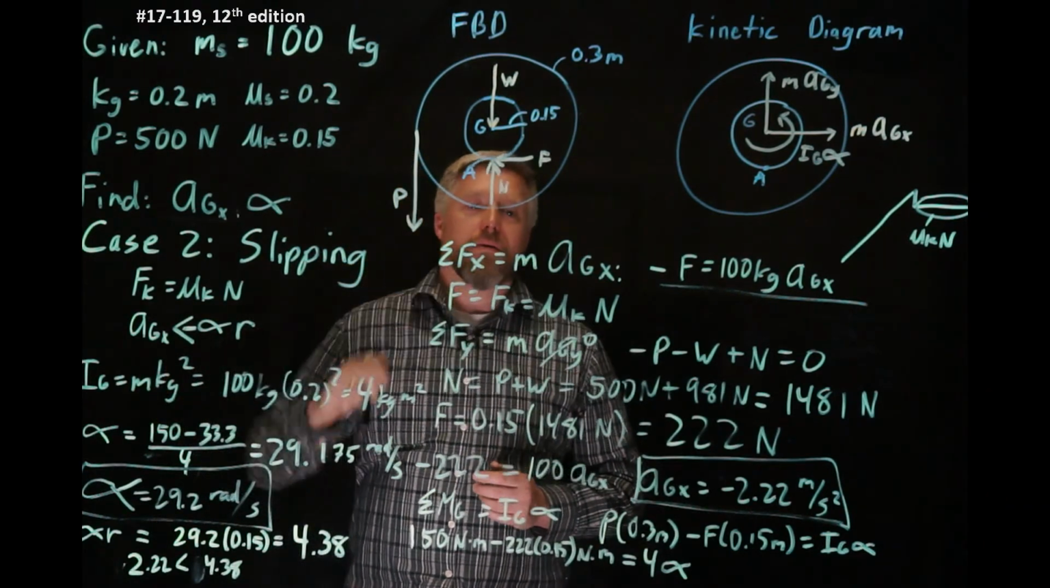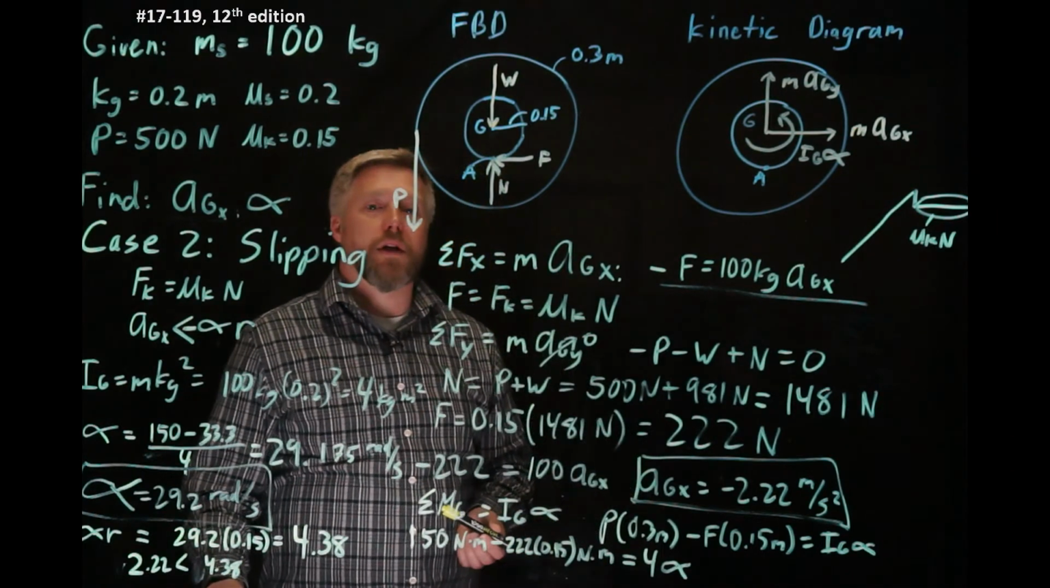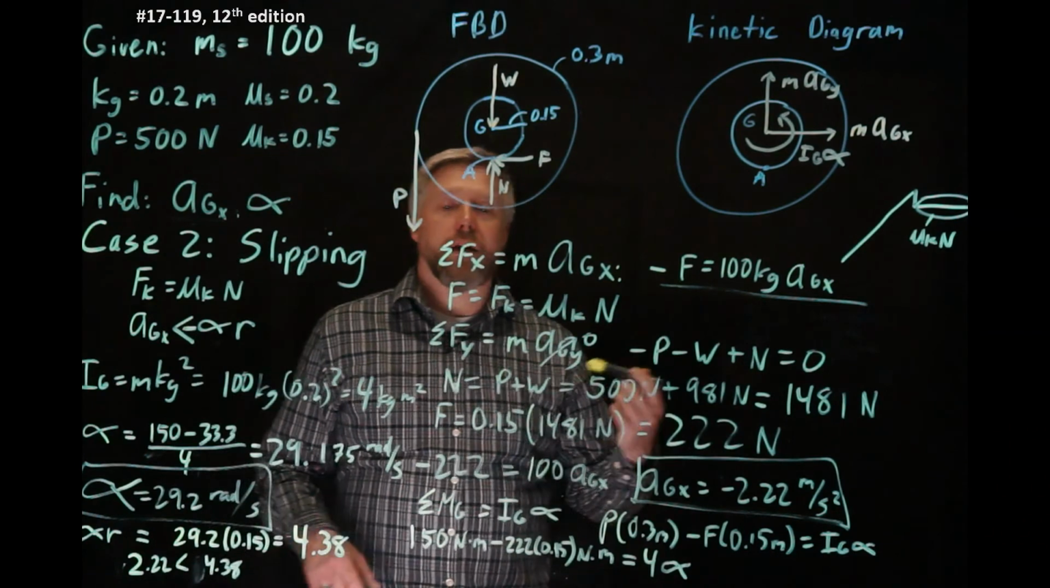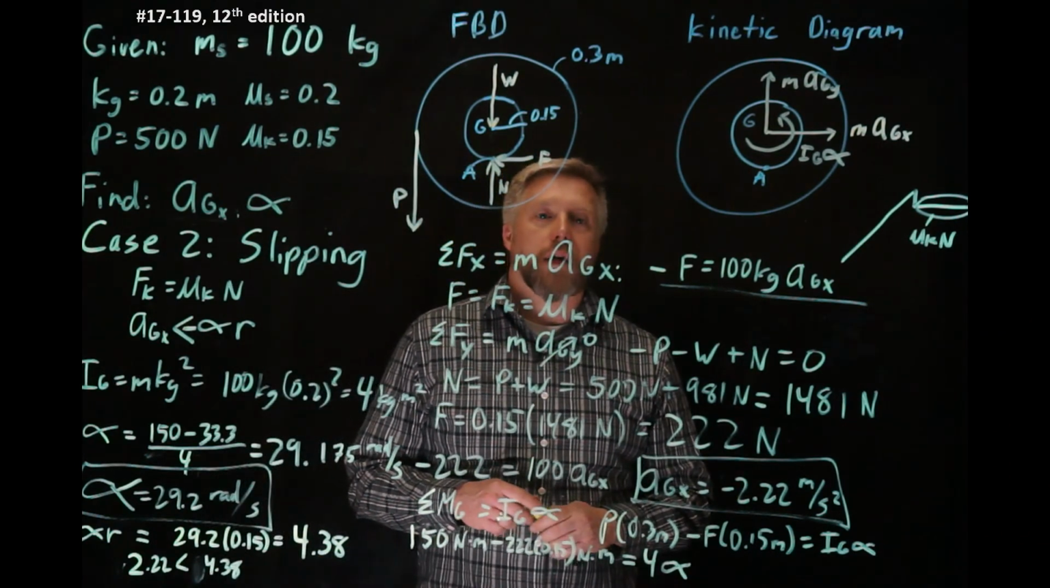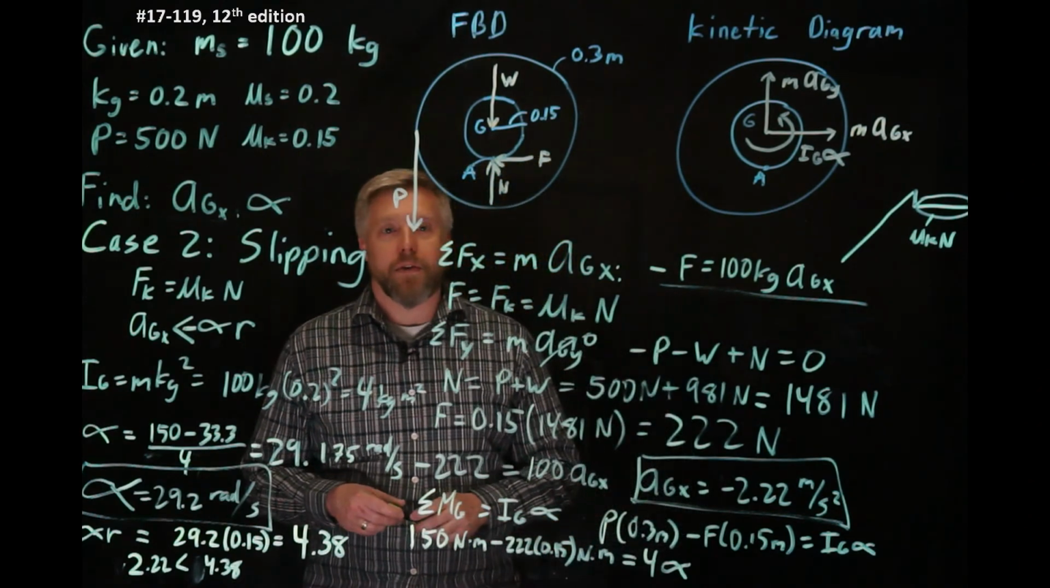Hopefully that makes sense to you, and you can see that if you had done case 2 first, you could prove to yourself that case 2 is valid. If you found that this wasn't true, then you'd have to go back and solve for case 1, and case 1 would be the valid one. Hopefully this was helpful. Let me know if you have any questions.